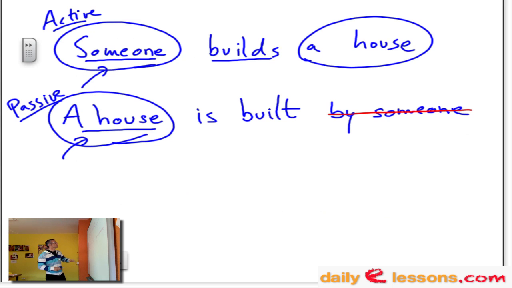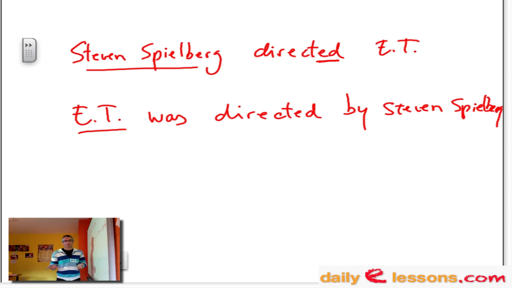But again, why do we use the passive sentence? When we don't know the subject or when we want to emphasize the object. Like in this case: someone builds a house, a house is built. What's the most important thing in this? A house. What's the most important thing? Someone. Okay? And as I said before, to give an example about Steven Spielberg, if you talk about Steven Spielberg's filmography, you would say Steven Spielberg directed E.T. And if you talk about E.T., the most important thing would be to use a passive sentence: E.T. was directed by Steven Spielberg.